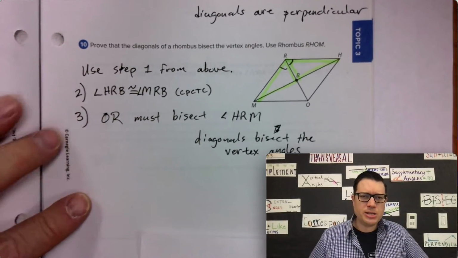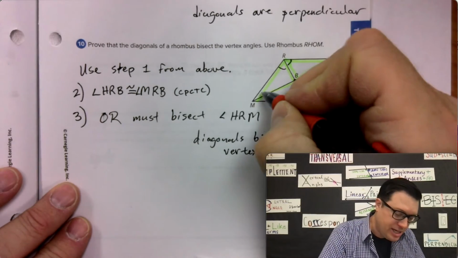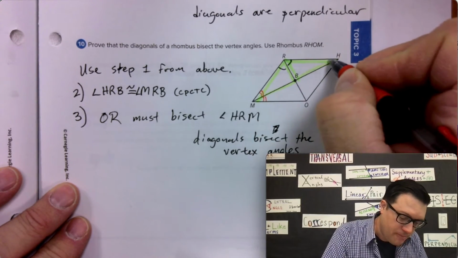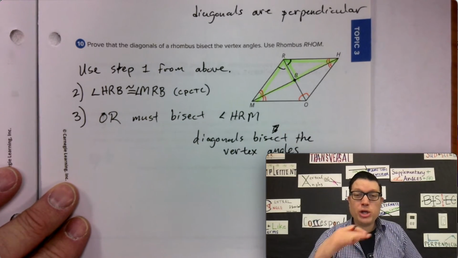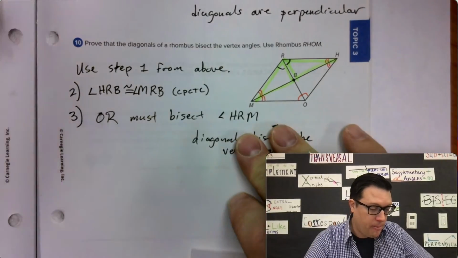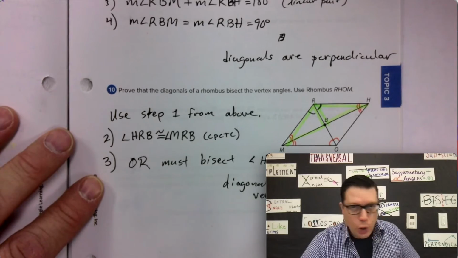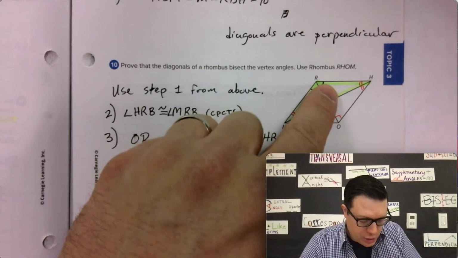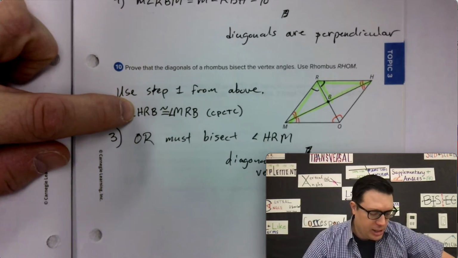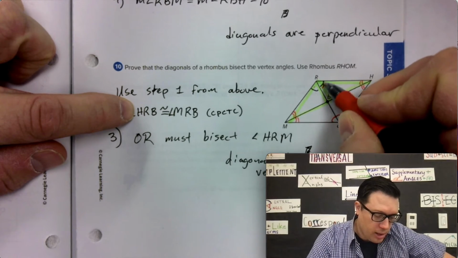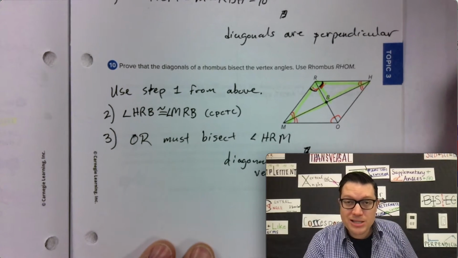Last of all for us in this one, how do you prove the diagonals are bisecting the vertex angles? Like those two angles are the same, those two angles are the same, these angles are the same, they're bisected. Well, you use all of what we did from step 1 up above. So, rewrite it if you want to. But knowing that this triangle and this triangle are congruent now tells us that angle HRB, this one, and angle MRB, this one, are congruent by CPCTC.